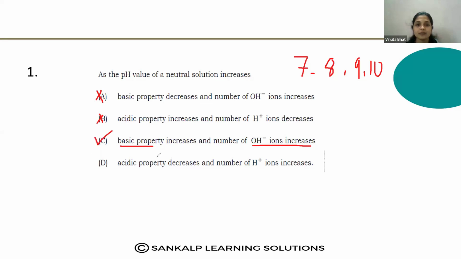And check the D option, acidic property decreases. Yes, acidic property decreases when the pH increases from neutral solution, that is 7, 8, 9, 10, like that. The H plus ions increase? No, acidic property decreases means H plus ions also decrease. So option D is also wrong. The correct answer is option C.